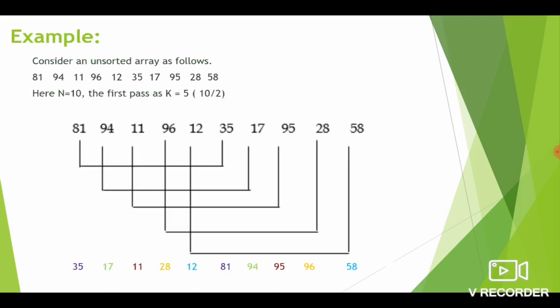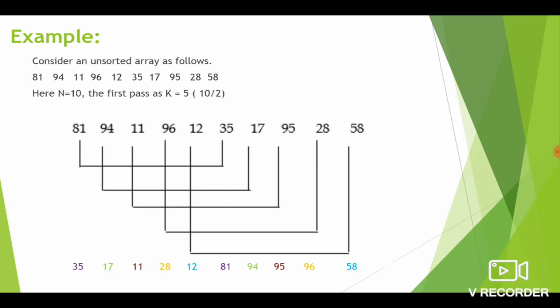So we are going to see one example. Consider we have an array. The array consists of the elements 81, 94, 11, 96, 12, 35, 17, 95, 28 and 58. So here n is equal to 10. That is, in total we have 10 elements in the array. So we are taking the interval as 5, that is 10 divided by 2. The gap we have taken is 5.